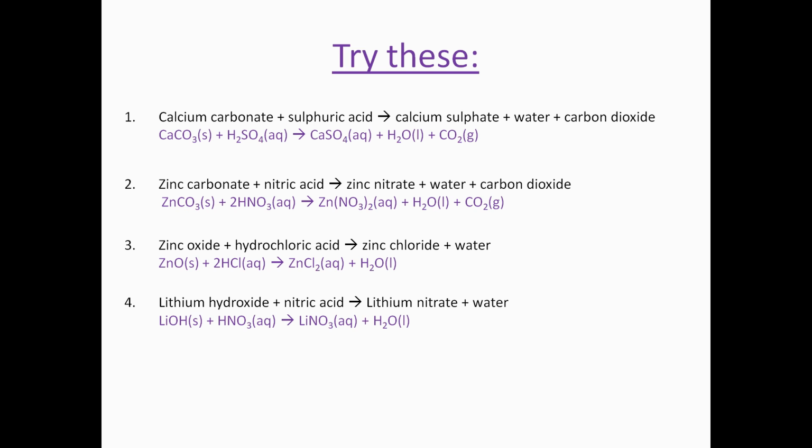So for the first one we get CaCO3, which is calcium carbonate. The CO3 is the carbonate part. It's a solid that reacts with sulfuric acid, H2SO4, which is aqueous, and it makes calcium sulfate, CaSO4, plus H2O plus CO2. Okay, and you can see here that the carbon and 2 of the oxygens have come to make our carbon dioxide, and the other oxygen has come and joined with these 2 hydrogens to make our water here.